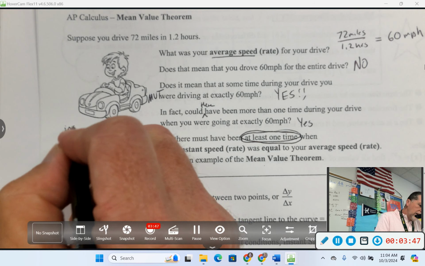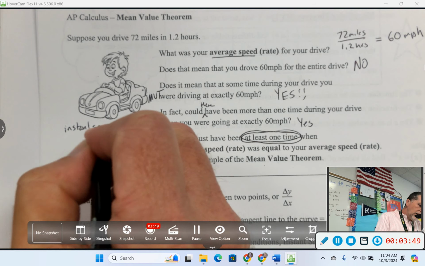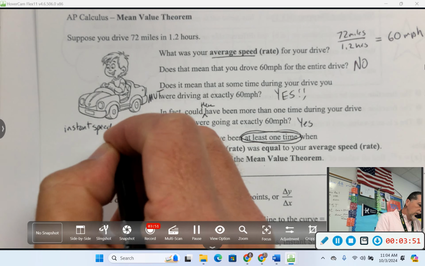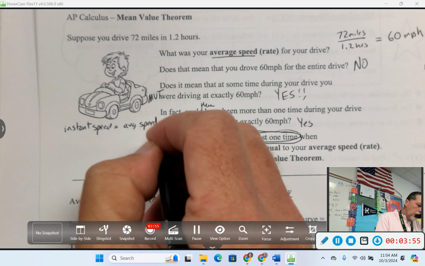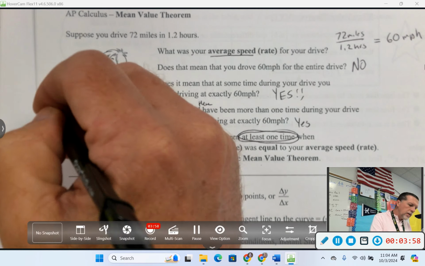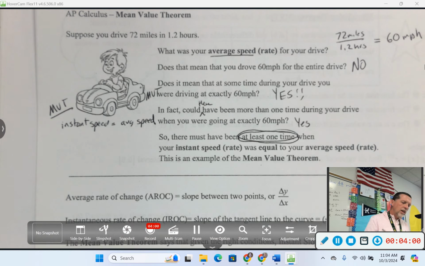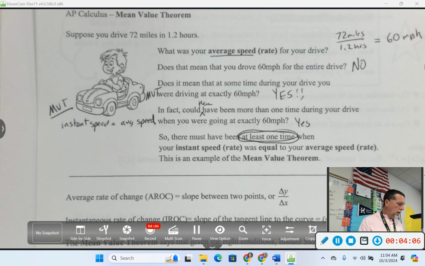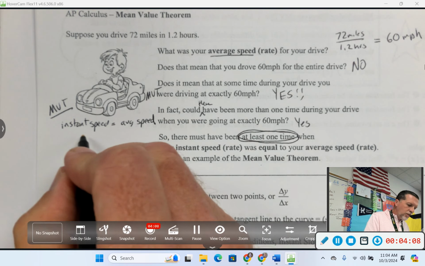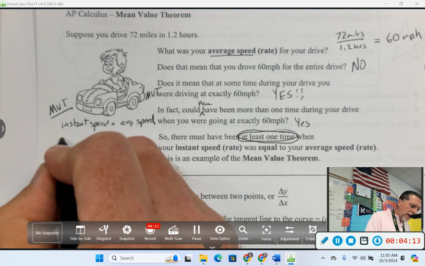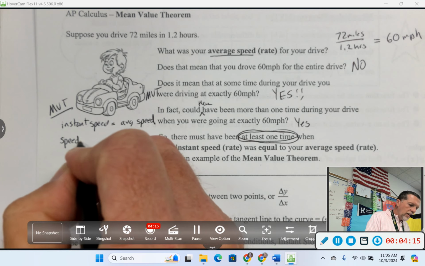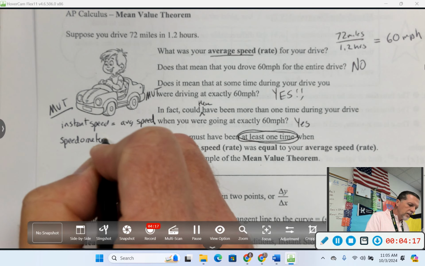So in non-mathy words, instant speed equals average speed. That's what the mean value theorem tells us: that somewhere, I guess we should say that, somewhere instant speed equals average speed. Now, if we want to change that into a little bit of, actually, let's leave it for now. We won't get to calculus just yet. Your instant speed is your speedometer.